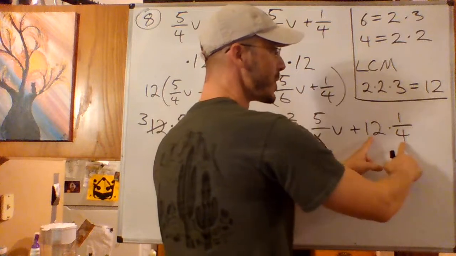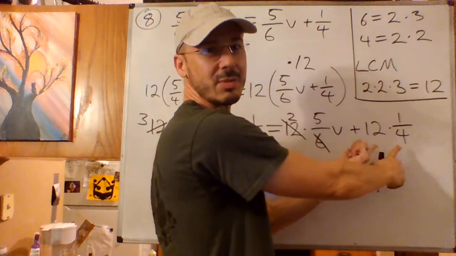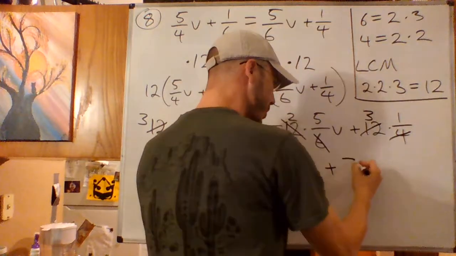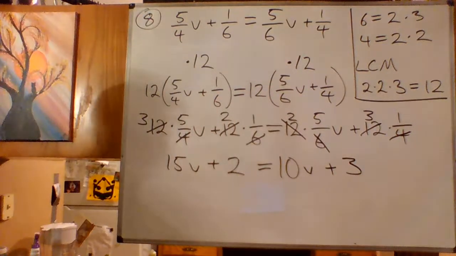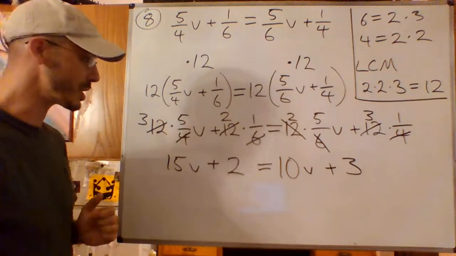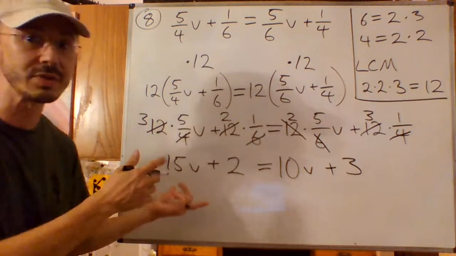And then finally, 12 divided by 4. That's what I see here. But canceling the factor of 4 leaves a factor of 3. No more fractions. We've cleared the equation of fractions. So it's really 2 steps beyond here.